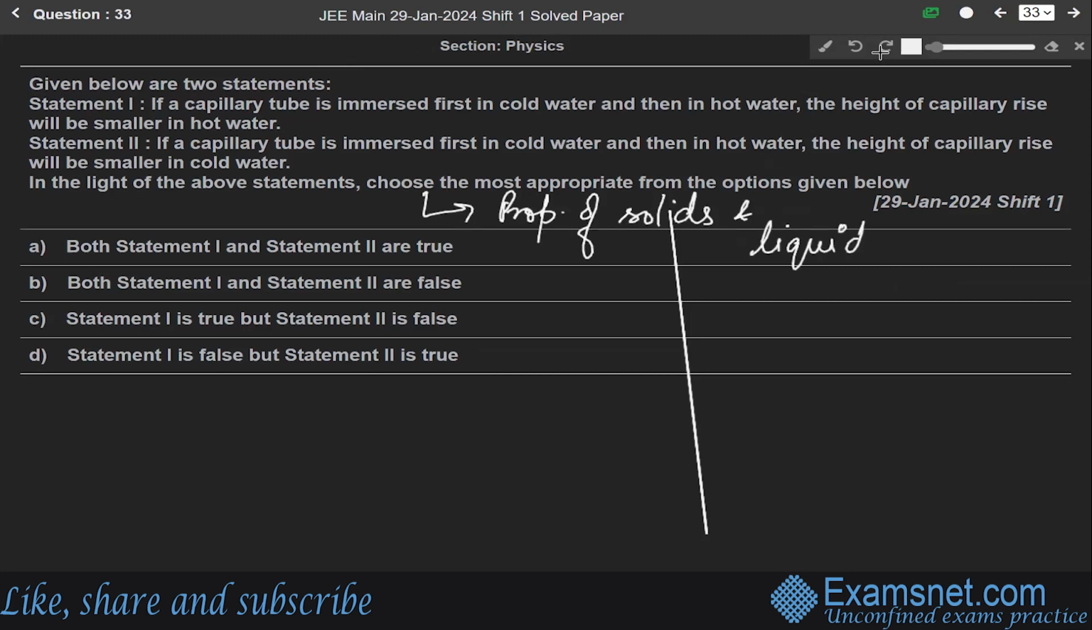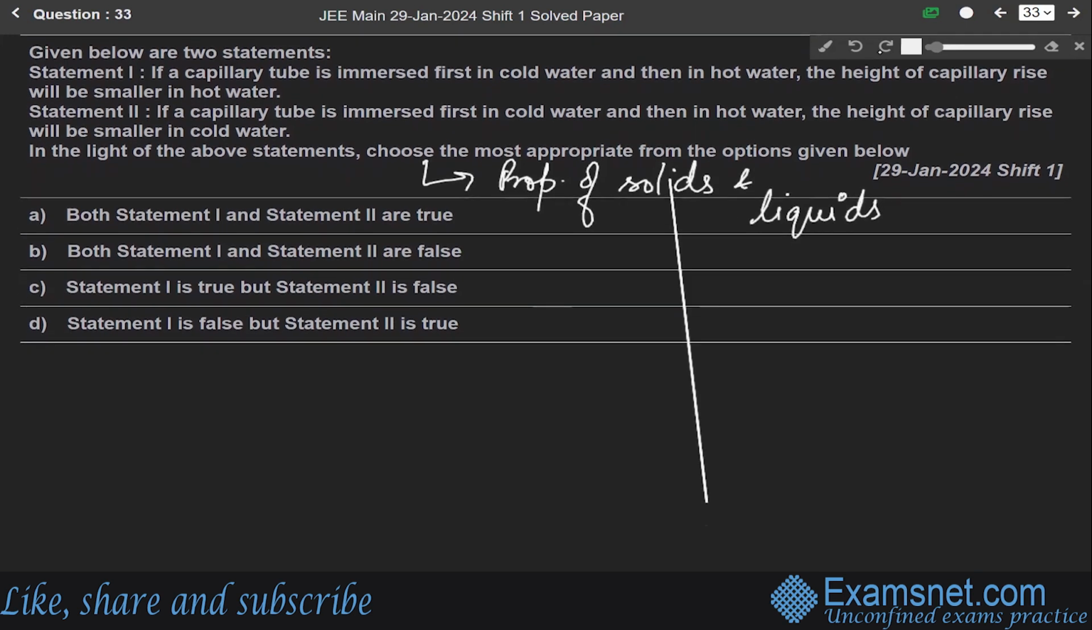Properties of solids and liquids. According to this question, we have to find which statement is correct and which statement is false. So we know that the surface tension will be less as the temperature increases, since height is given as 2T cos theta over rho g r. So surface tension will become less when the temperature increases.